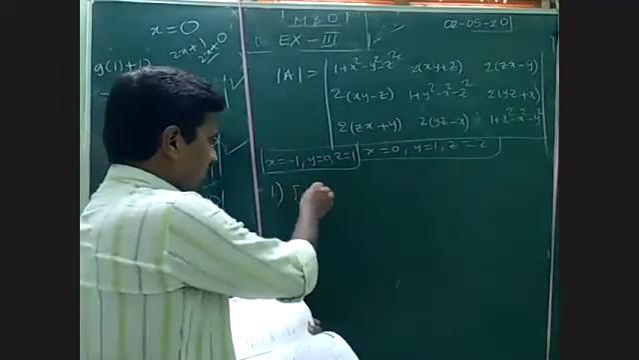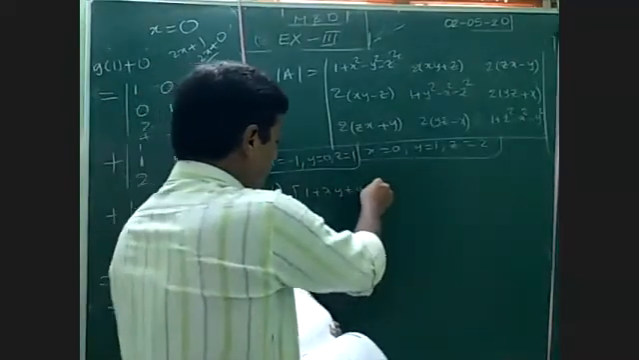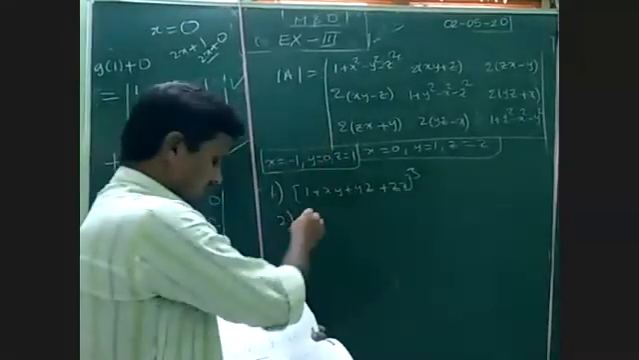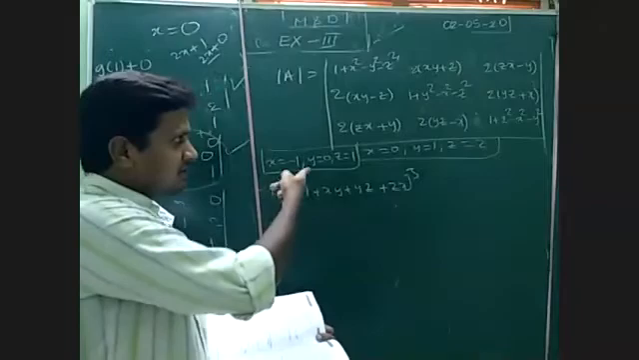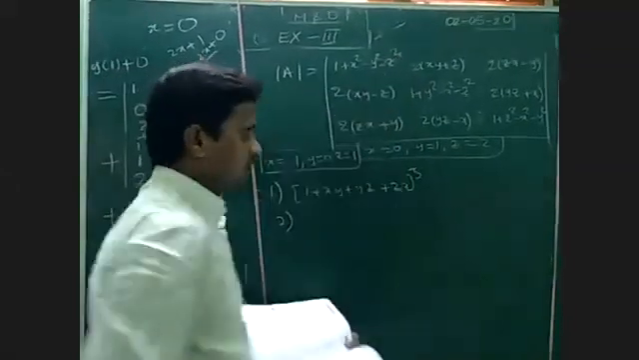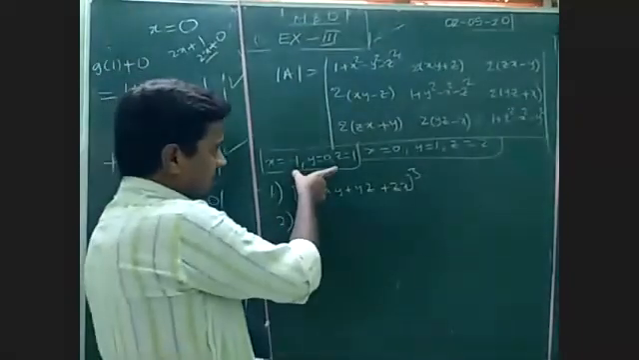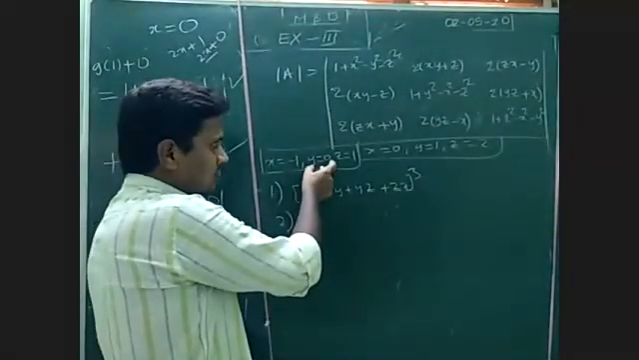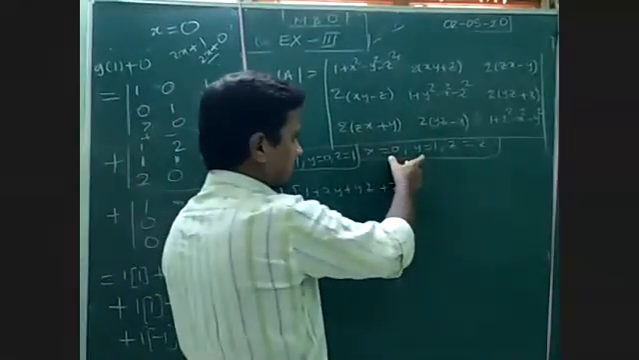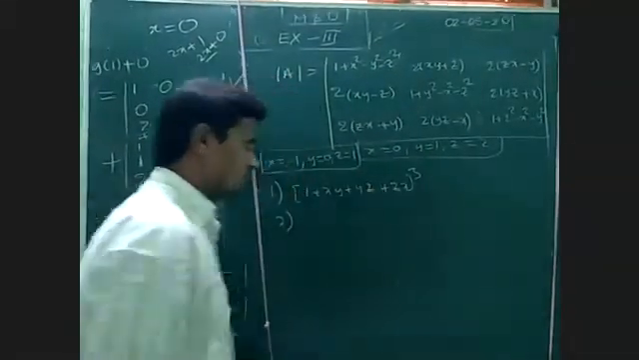First option is 1 plus xy plus yz plus zx whole cube. Second option is, all of you try and tell me this value. Substitute any one of the x, y, z values here. Either substitute x as minus 1, y as 0, z as 1, or else substitute x as 0, y as 1, z as 1.